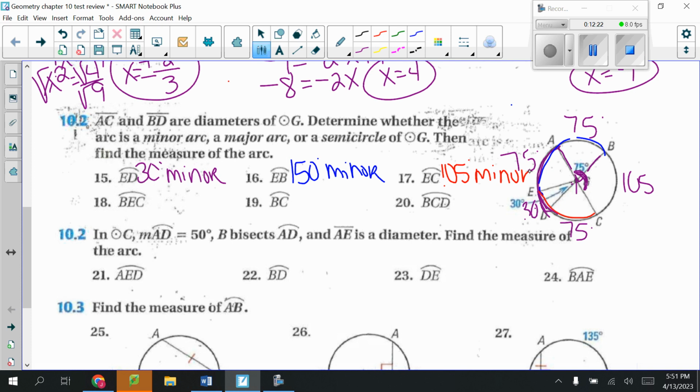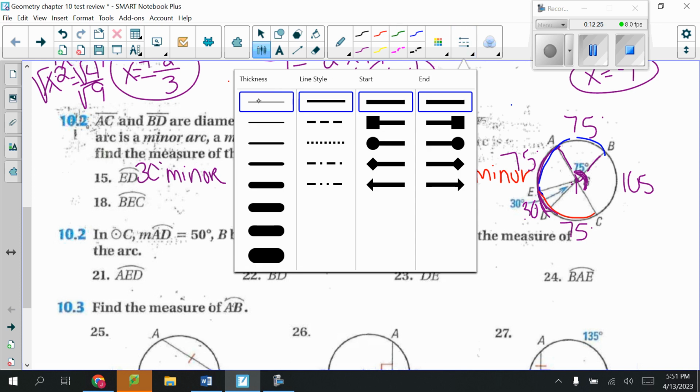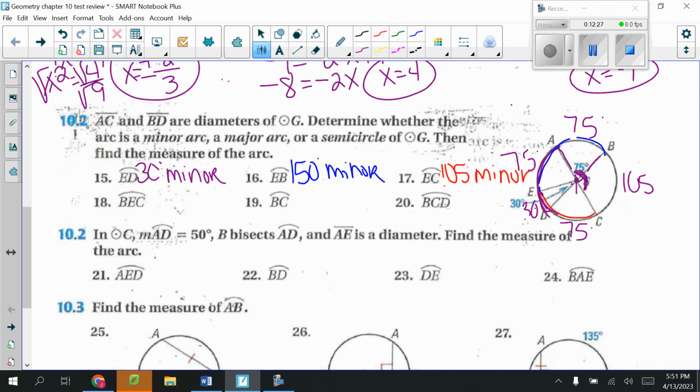Number 18, arc BEC, so B all the way to E and around to C, all of those. It's everything except this one. So remember, I can add all of those up, or I can do 360 minus 105. Either way, I'm going to get 255 degrees. That's greater than 180, so that would be a major arc. The next one, arc BC, that's just this. So that's 105 degrees. That is minor.